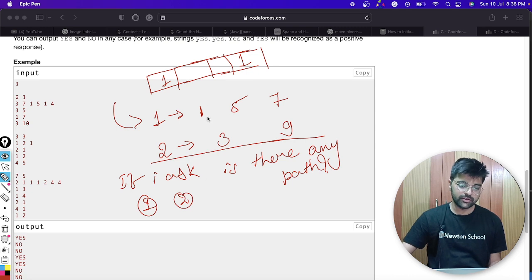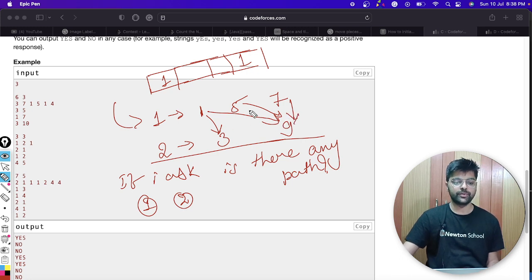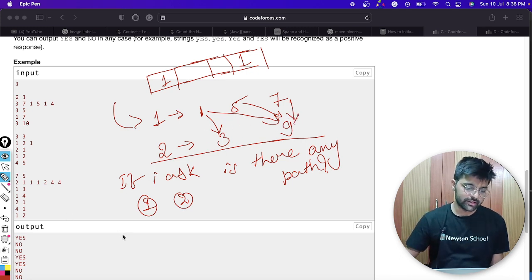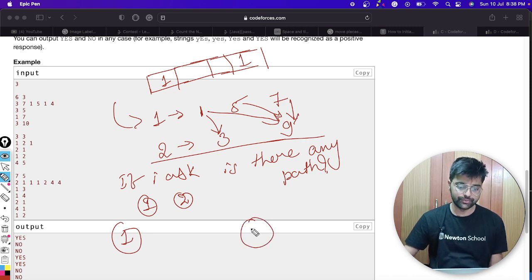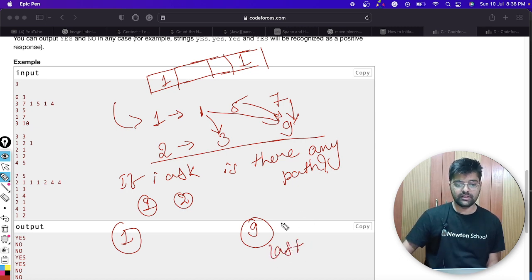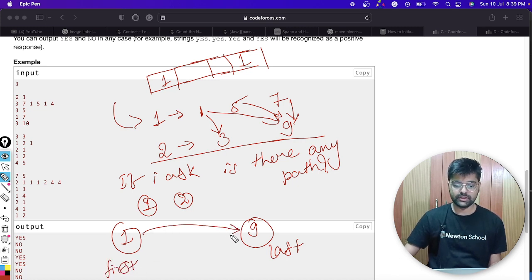So there is a path from 1 to 2, and again, 1 to 2, 1 to 2, right? There are 4 paths. But if you take the earliest 1 and the latest 2, that is 1 and 9, this is the last index of 2 and this is the first index of 1. So if there is a path from any other 1 to 9, then there must be a path from the first one to 9, right?